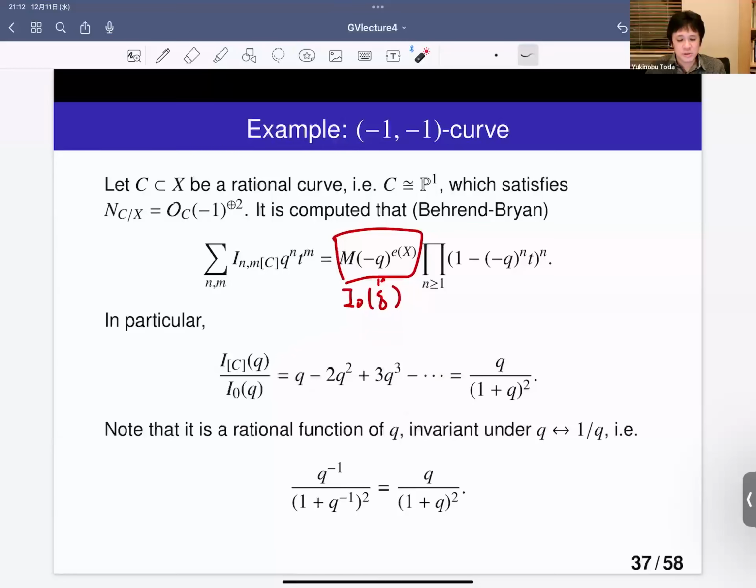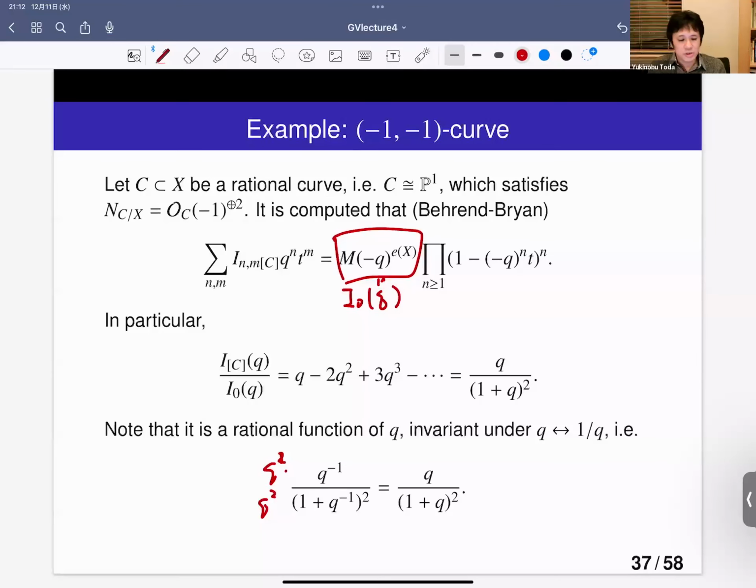And in fact, this is a rational function. This is a Laurent expansion of this rational function at q equals 0. And in fact, this rational function is invariant under this transformation. This is by taking the multiplication by q squared in the denominator and the numerator, and we get this one.